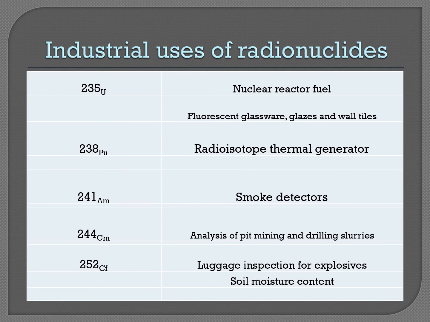Now we will discuss the application of the uranium 235 radionuclide, and this radionuclide is being used in a nuclear reactor as a fuel, and it is also being used in fluorescent glassware, glazes, and wall tiles.